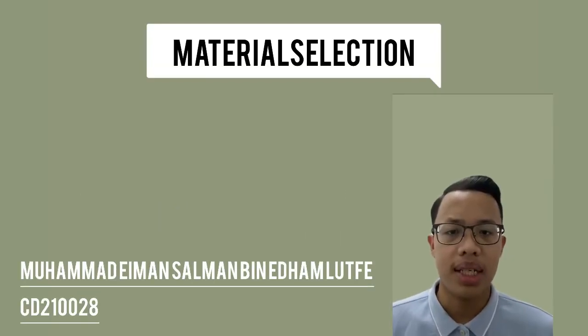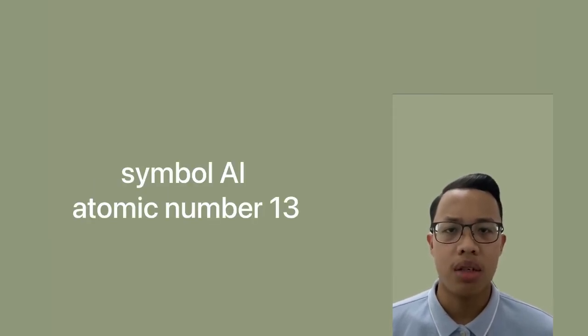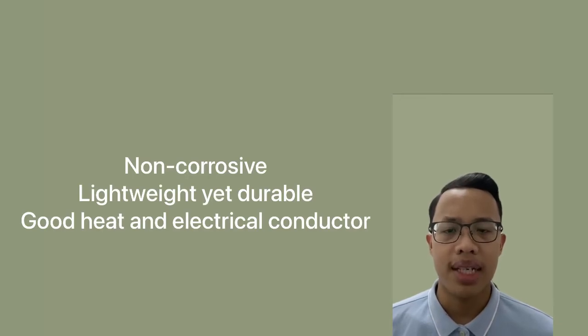Next is material selection. The first material is aluminium. Aluminium is one of the chemical elements, known by the symbol Al, and has atomic number 13. The characteristics of aluminium are non-corrosive, lightweight yet durable, and a good heat and electrical conductor.